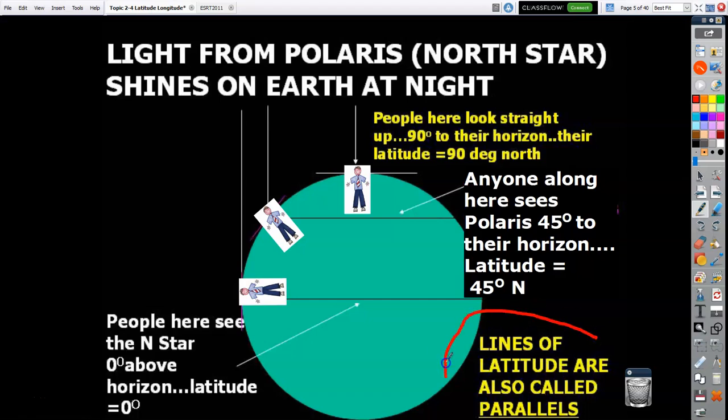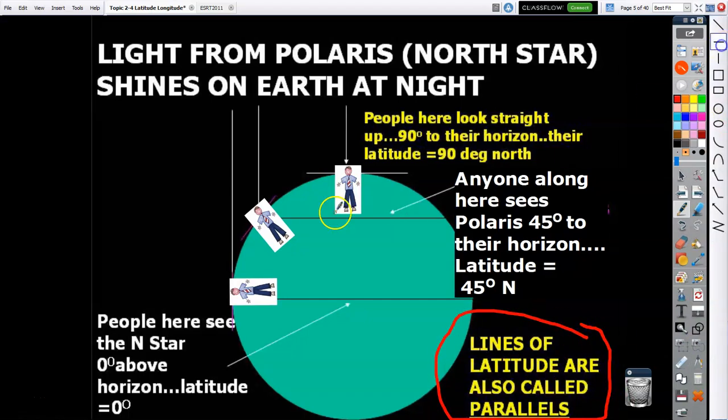Lines of latitude have another name. They're called parallels. Just like in math class, parallel lines, right, are lines that are the same distance apart. They never get closer to each other. They stay perfectly flat and equal distance apart. No matter where you are, you could be over here, you could be over here, you could be here. Anywhere around the globe, the distance between latitude lines is going to be the same.